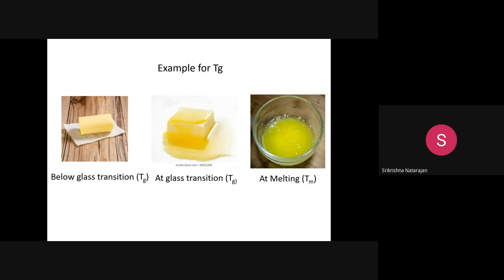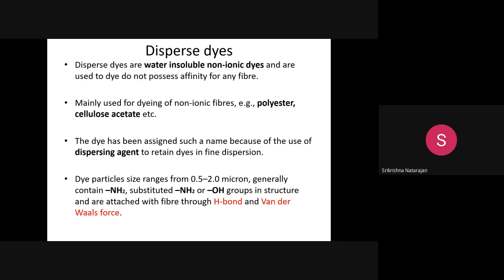Now I think you have learned what is meant by glass transition temperature. Now, these disperse dyes: can you dye with any kind of dye? You must have learned about direct dye, reactive dye, vat, sulfur, azoic. Many dyes are there, but all dyes cannot dye all the fibers, because depending upon the chemical nature of the fiber, you need to choose the dye. For polyester, disperse dyes are the correct dyes. Disperse dye only can dye polyester.